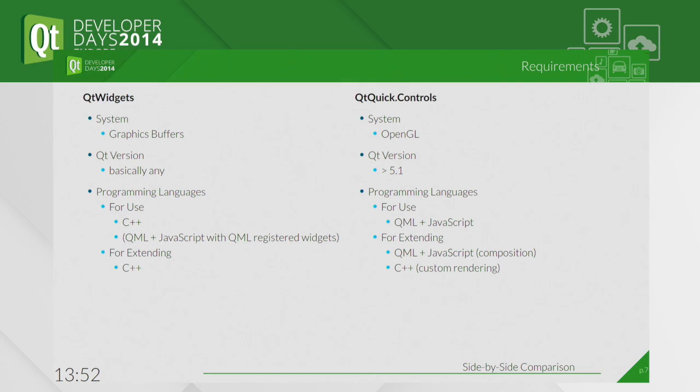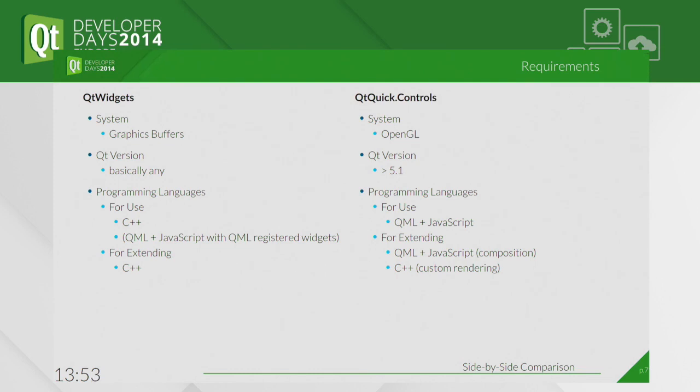The QtQuick controls, being part of the QtQuick ecosystem, obviously require a system capable of running or displaying OpenGL, right? The QtQuick rendering system is based on the OpenGL scene graph, so QtQuick controls obviously inherit that requirement.